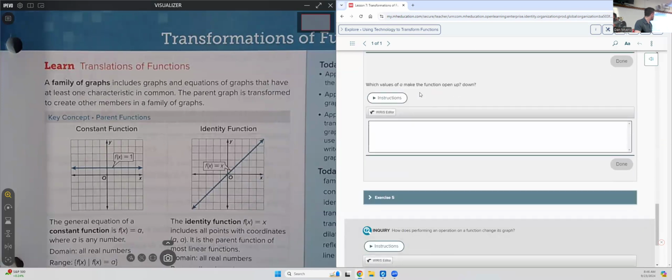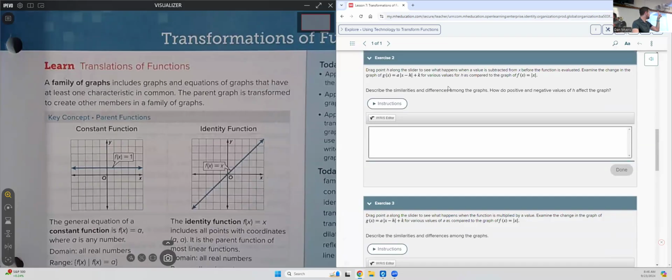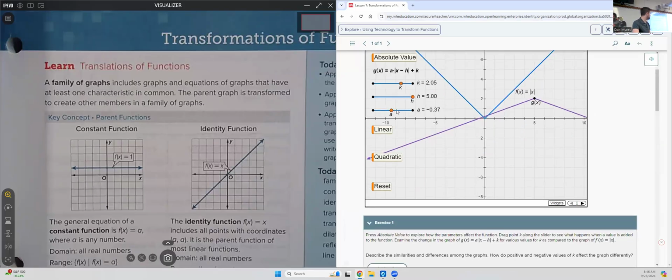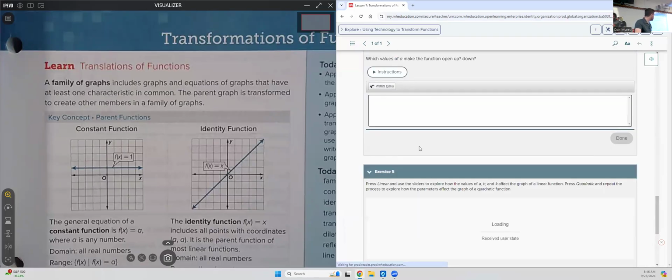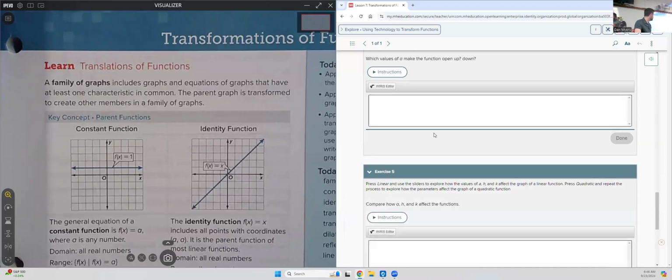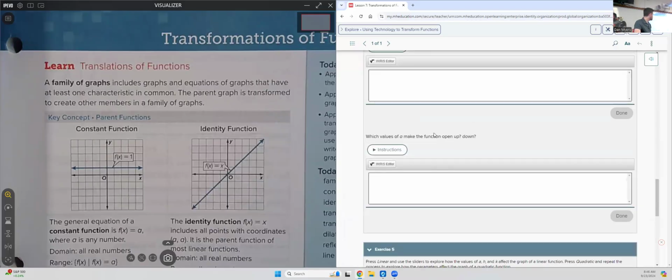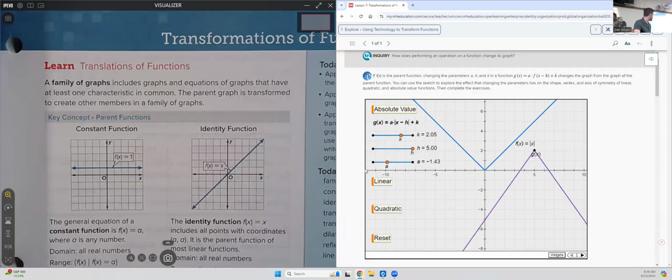Let's see. Which values of a make the function open up? What kinds of numbers would make the function open upwards? Positive. Downwards? Negative. All right. What else do we have here? Press linear. And then we're also going to do this for quadratic as well. So let's go ahead and just mess around with linear now.